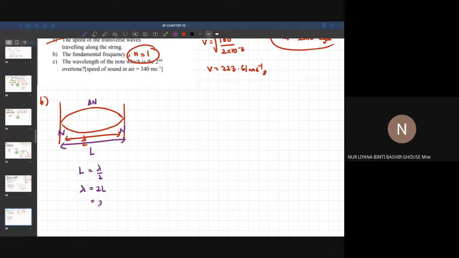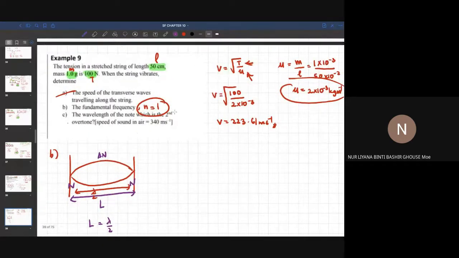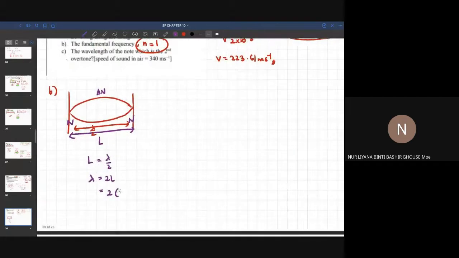So equals to 2 darab dengan the length yang dia dah bagi, length of the string which is 50 cm. So 50 times 10 to the power of negative 2. So you akan dapat lambda equals to 1 meter.